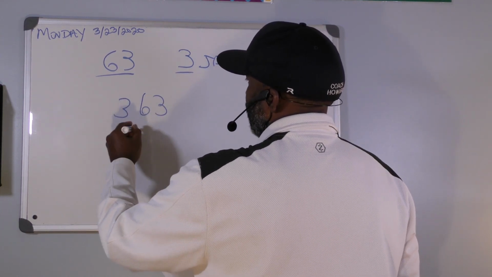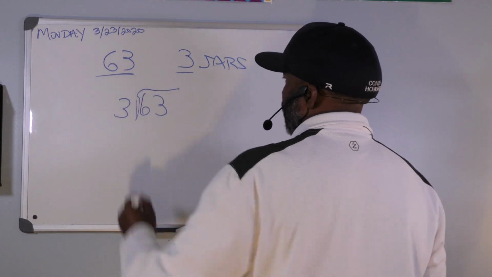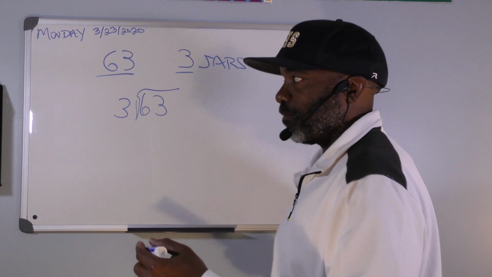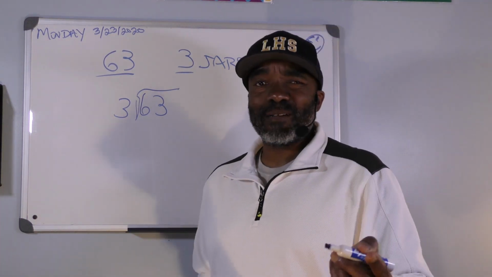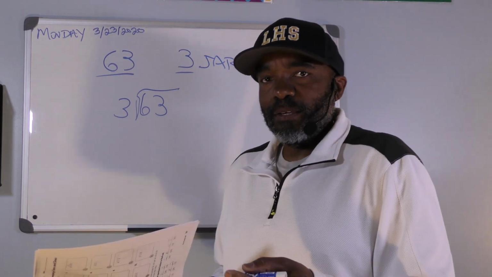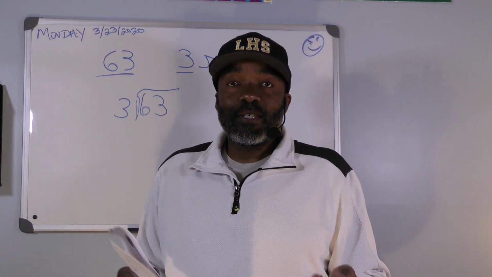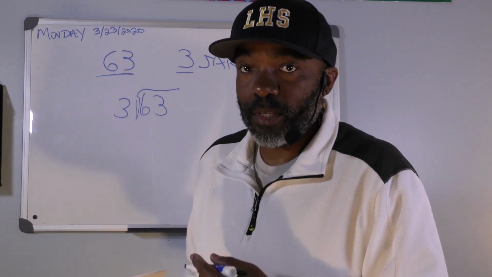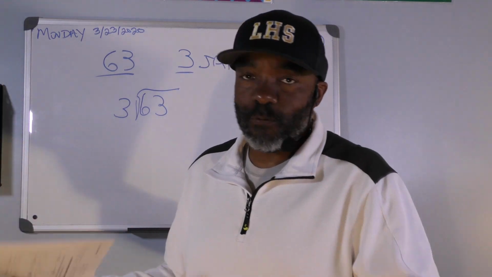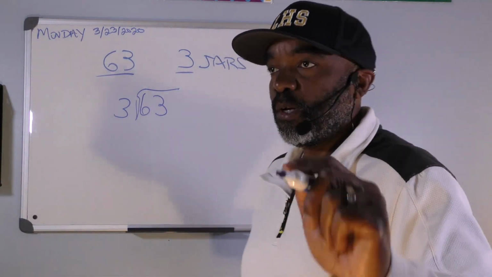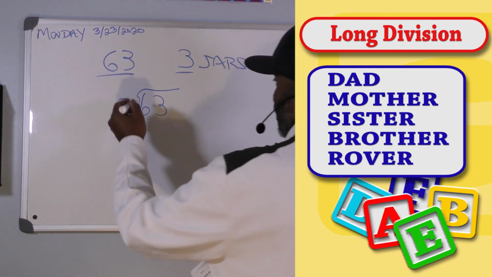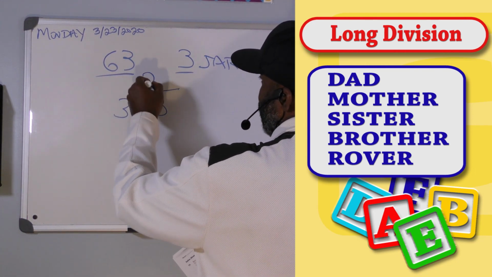by 3. And again, if you guys remember long division, what was it? Dad, mom, sister, brother, rover. Dad does what? Dad divides. Mom does what? Multiplies. Sister does what? She subtracts. Brother does what? He brings down. And then rover does what? Rover repeats. So what we're doing here is we've got dad dividing. 3 goes into 6 how many times? 3 goes into 6 2 times.